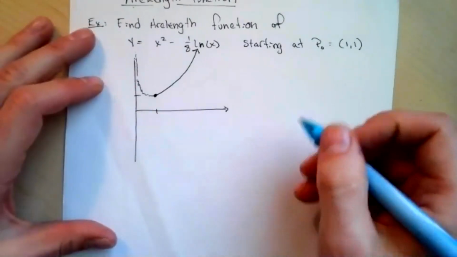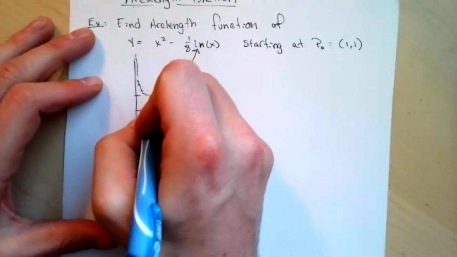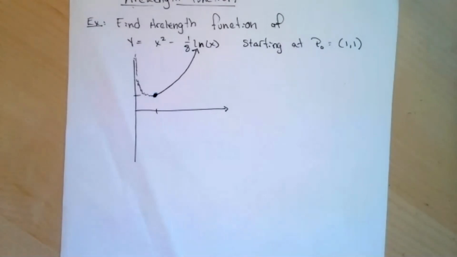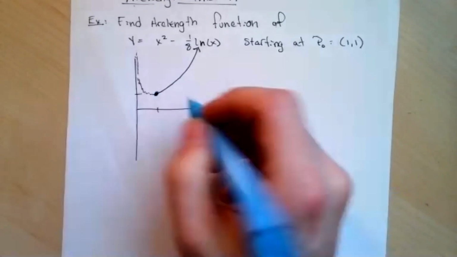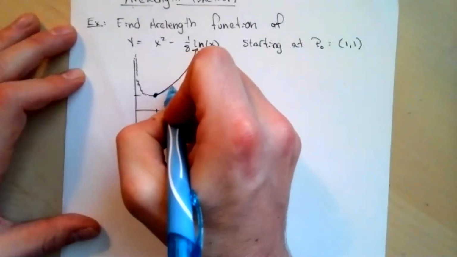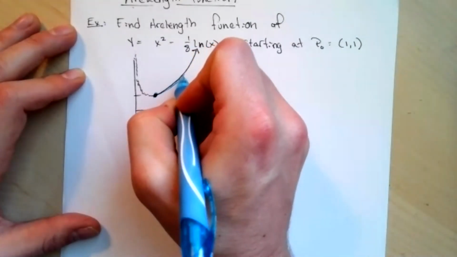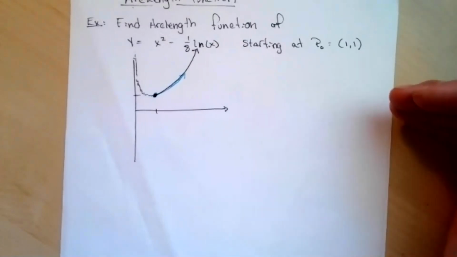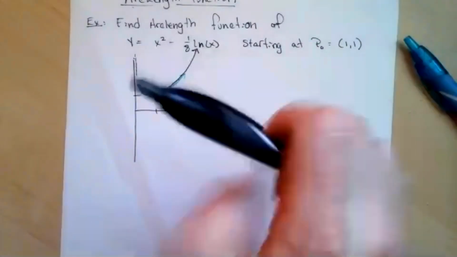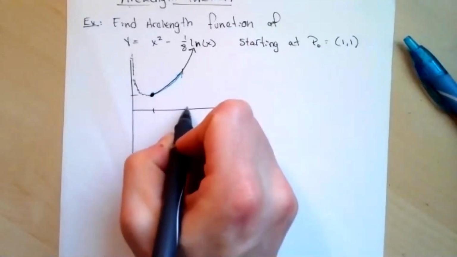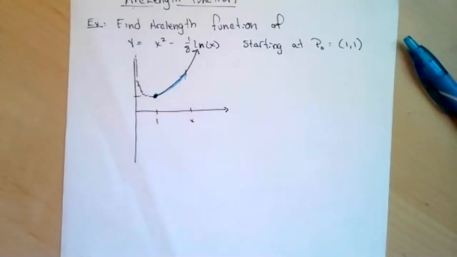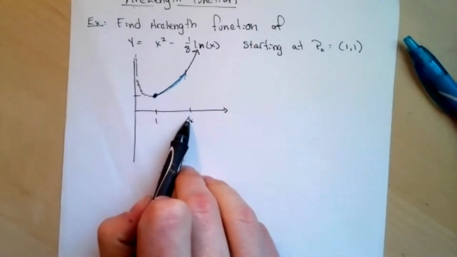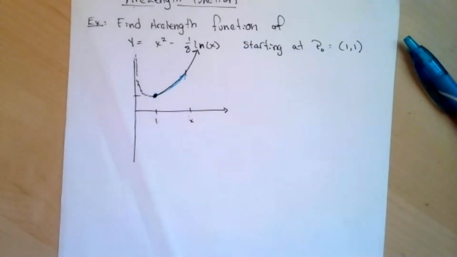And so what is an arc length function? An arc length function just means if I start here and walk along this curve, we just want a function that represents whatever x value we specify is where I want to stop. I know I want to start at 1. We don't know where we want to stop. We want to end at some x value. So we really just want the arc length as a function of x.